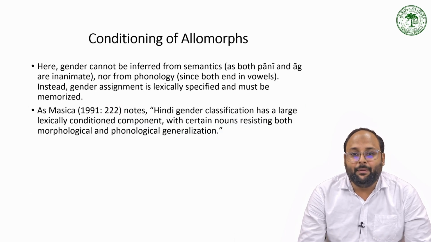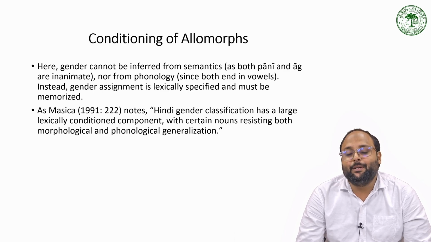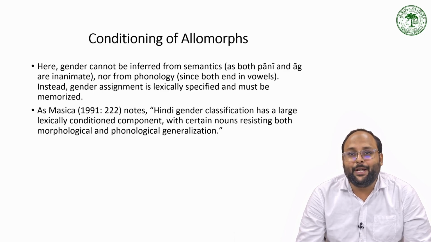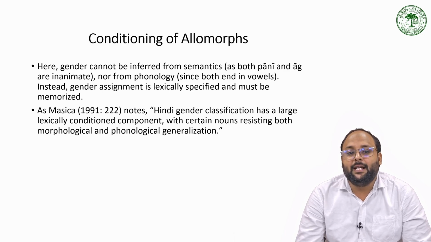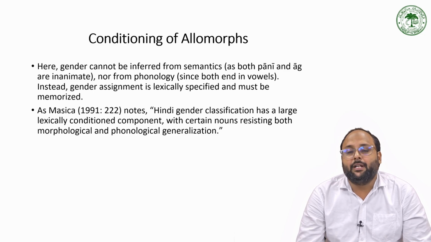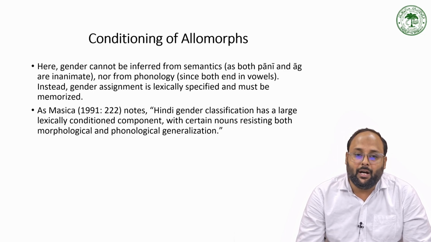So gender cannot be inferred from semantics, like pani being inanimate, nor from morphology. Instead, gender assignment is lexically specified and must be memorized. So these gender markings with a non-animate thing are lexically specified. They are not following the regular pattern, and we cannot predict this gender by the phonology or semantics or the morphology of the particular language. So Hindi gender classification has a large lexically conditioned component, with certain nouns resisting both morphological and phonological realization. So all the gender marking with the non-animate things in Hindi Urdu are lexically conditioned.